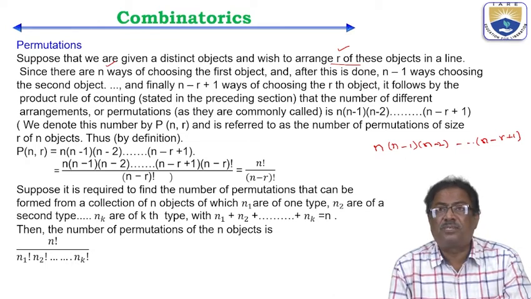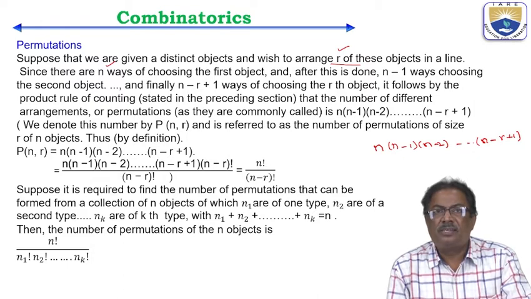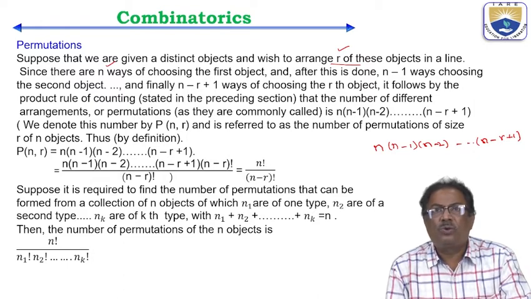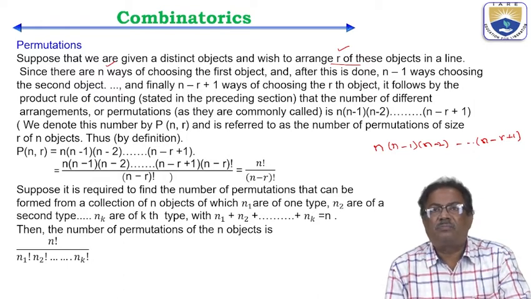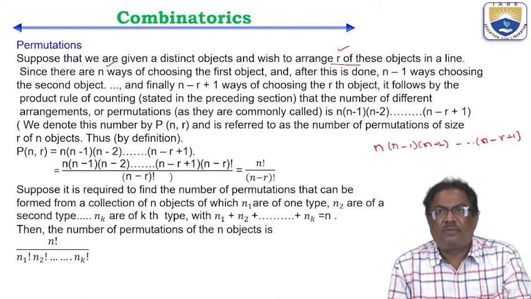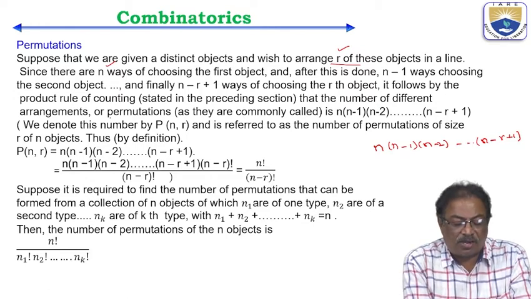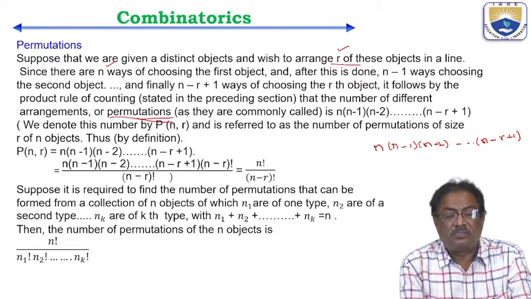So here we are choosing the first object in n ways. The second object is selected in n minus 1 ways. The third object is selected in n minus 2 ways, and so on. Choosing the rth object can be done in n minus r plus 1 ways. It follows from the product rule of counting. The number of different arrangements is nothing but the permutations.